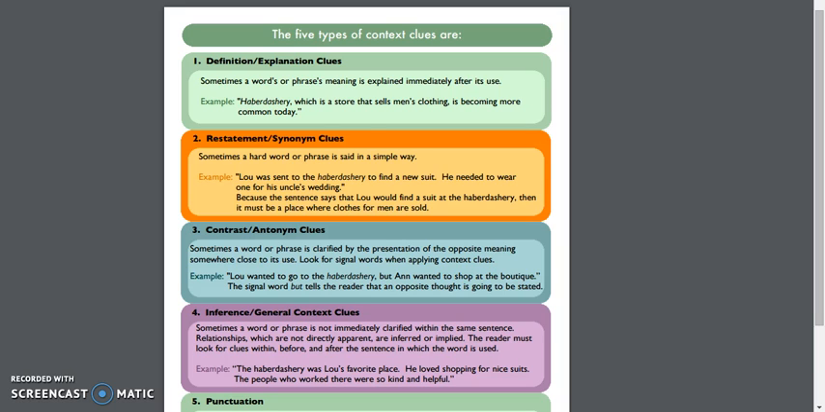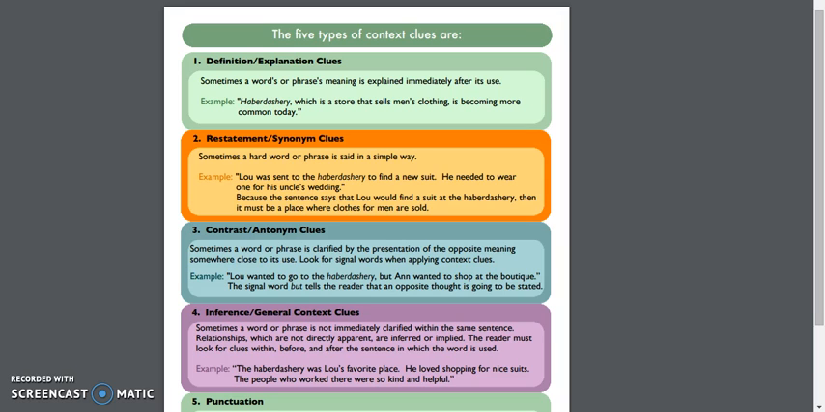Notice in this sentence, the definition comes after the word haberdashery. We can see from the sentence that haberdashery is a store that sells men's clothing. So that first type of context clue is called a definition or explanation clue. The second type that we're going to look at is a restatement clue or a synonym clue.